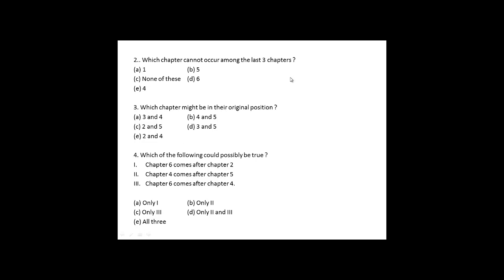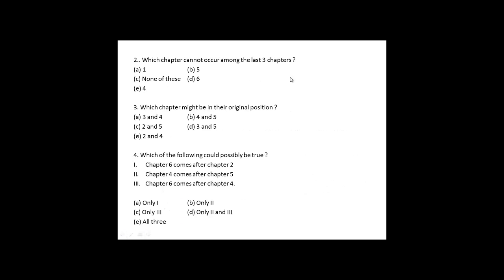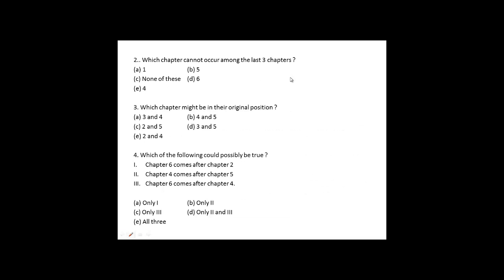Let's come to the second question. Which chapter cannot occur among the last 3 chapters? So these are our options. Let's check. We are given 1, 5, 6, 4, but there is no 4 in the last 3 positions, so 4 is our answer.